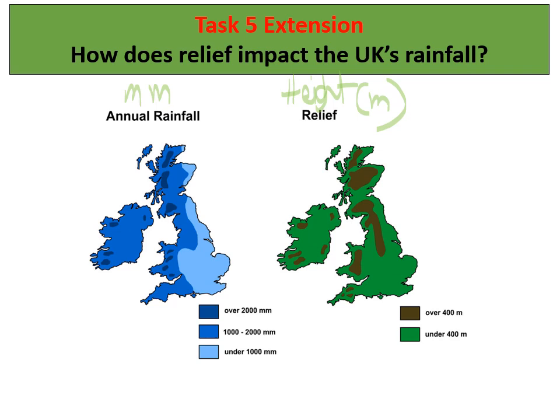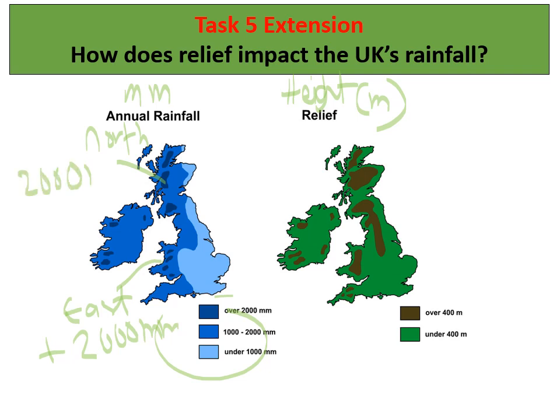Okay, so which part of the UK has the highest rainfall? So we're looking at the key. So we're looking for these dark blue areas, which is generally in the north and also in the east. Okay, and then you'd say how much rainfall fell in those parts. Well, it's over 2,000 millimetres because it's that dark blue. And then you need to compare the 2 maps together.